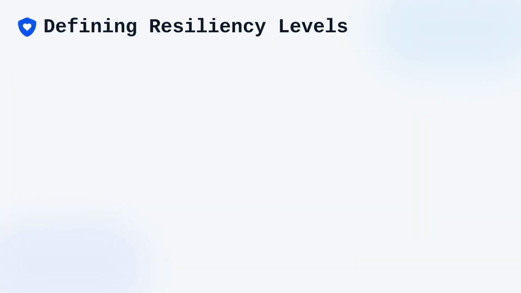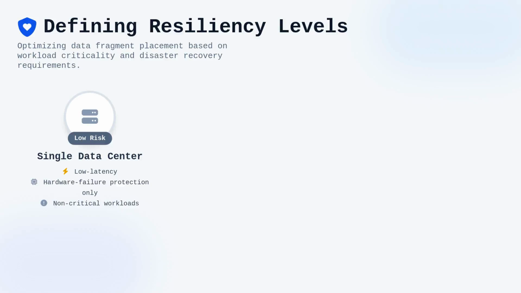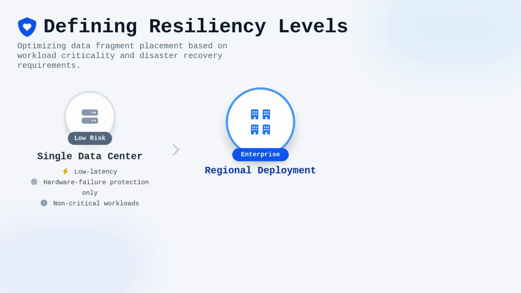The physical placement of these dispersed fragments is what we define as the resiliency level. A single data center deployment keeps these fragments within a restricted proximity, which is appropriate for low-latency, non-critical workloads where hardware failure is the only major threat. However, for enterprise-grade applications, we move toward regional deployments that distribute fragments across multiple availability zones within a single geography. Each zone operates independently with its own power, cooling, and network connectivity, meaning that even a total facility blackout will not result in data loss.